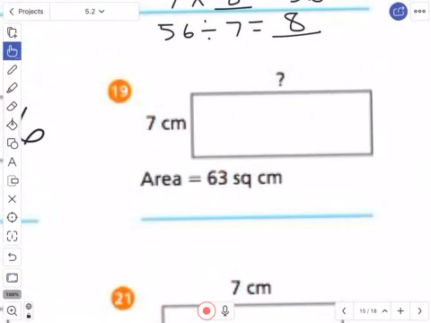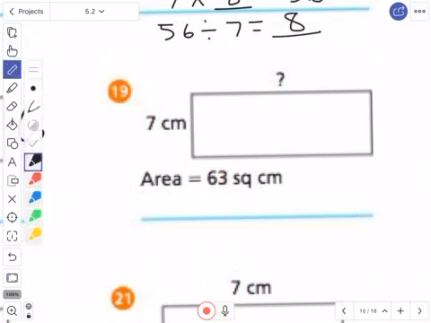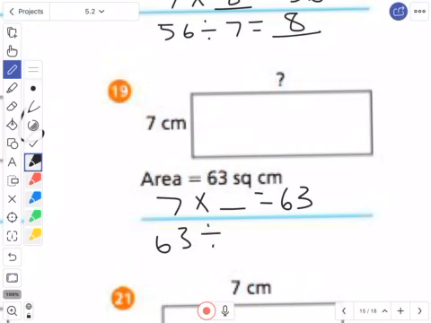Area. Oh, area, nice, awesome. So all I have to think about is 7 times what equals 63. So 7 times what equals 63, or I can do 63 divided by 7 equals blank. Oh, I know that's 9. So my answer is 9 for that one.